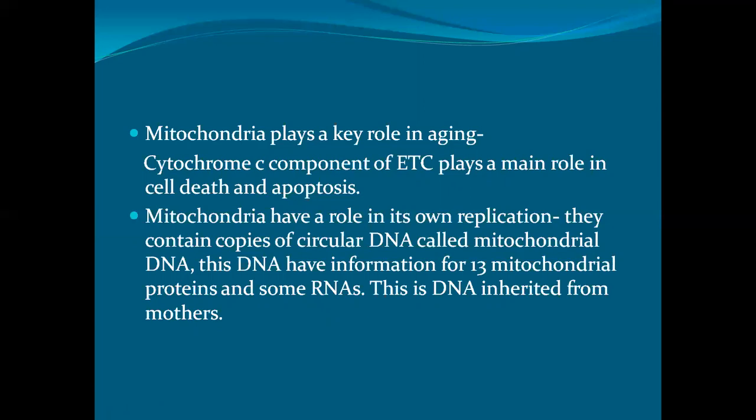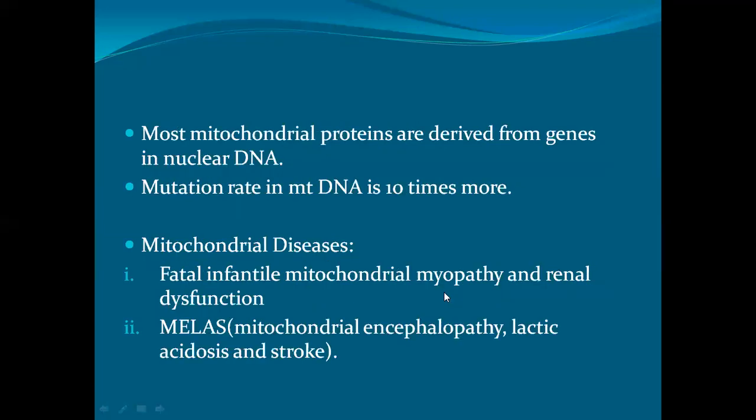Mitochondria have a role in their own replication also, as they contain copies of circular DNA called mitochondrial DNA. This DNA has information for 13 mitochondrial proteins and some RNA. This DNA is inherited from the mothers. Most mitochondrial proteins are derived from genes in nuclear DNA. The mutation rate in mtDNA is 10 times more.